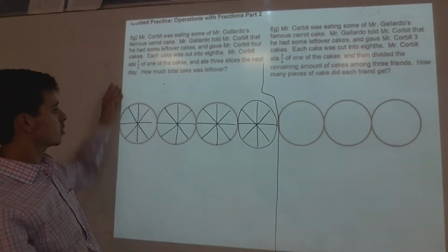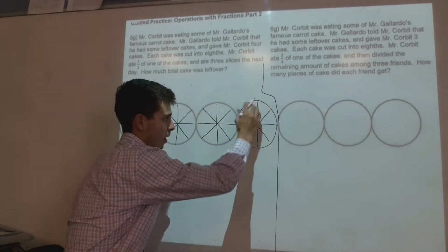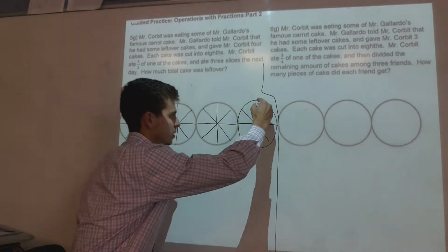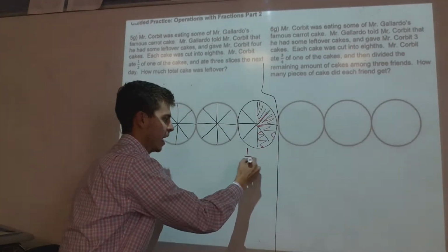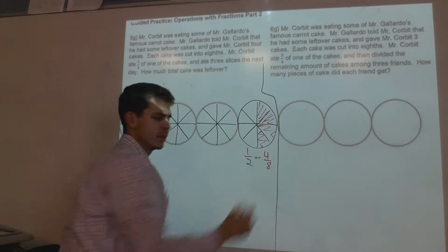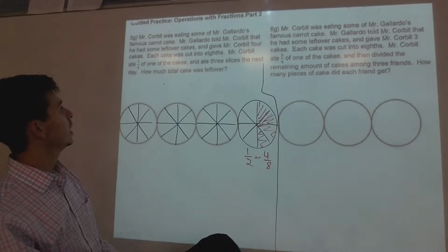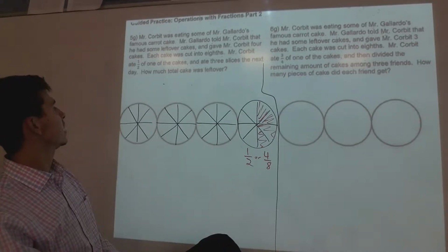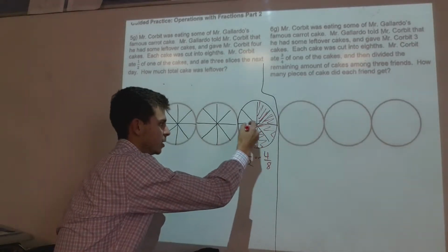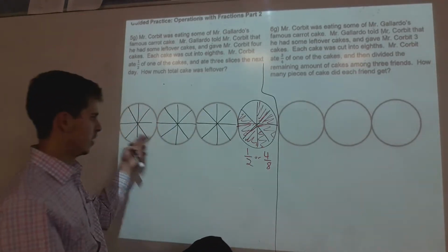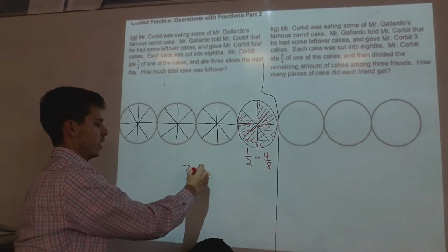Okay. Mr. Corbett ate 1/2 of the cakes, so we'll just go ahead right here. So 1/2 is 4 slices, so that's right here. That's 1, 2, 3, and 4. I ate 1/2 or 4/8 of one of the cakes, and later ate 3 slices the next day. How much cake was left over? Well, I ate this slice 1, 2, and 3, so I have 3 whole cakes here, and 1/8.